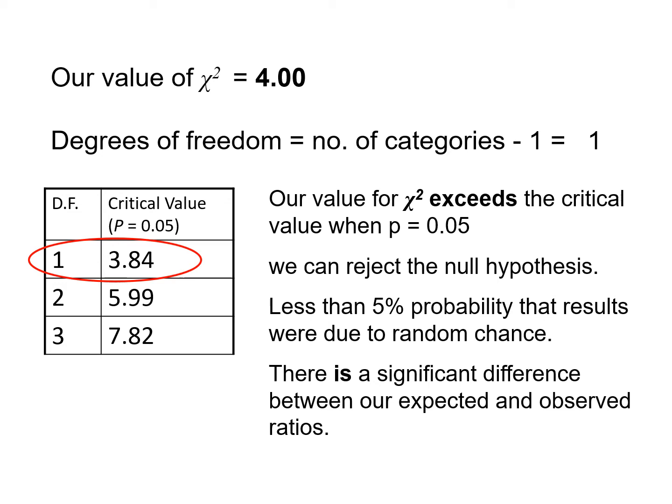The last statement is we say that there is a significant difference between our observed and expected ratios. Again, that brings in our alternative hypothesis, and we're simply stating that to finish off. So the format is: state your chi-squared, state your degrees of freedom, say if your chi-squared is greater than, exceeds, or is less than the critical value when p is 0.05. We then accept or reject the null. We state the less than or more than 5% probability results were due to random chance, and we can then say that there is or there is no significant difference between our observed and expected results.